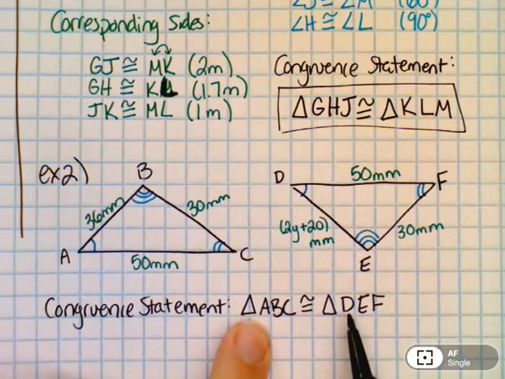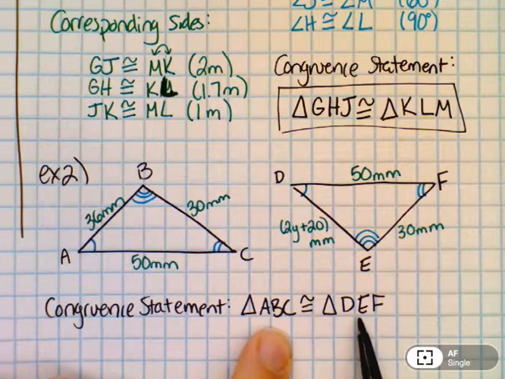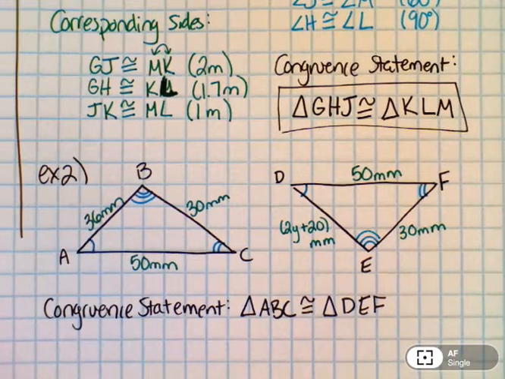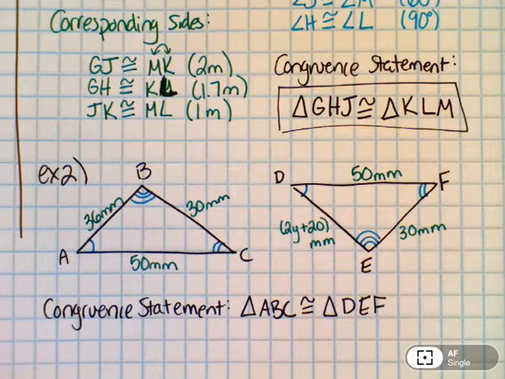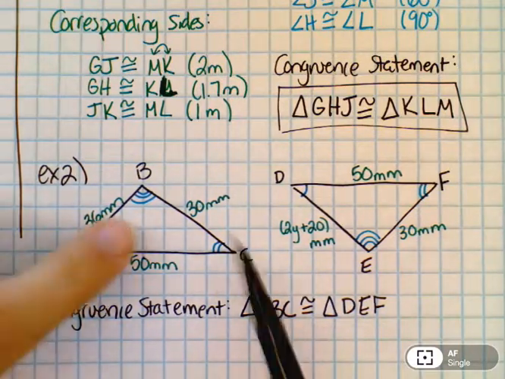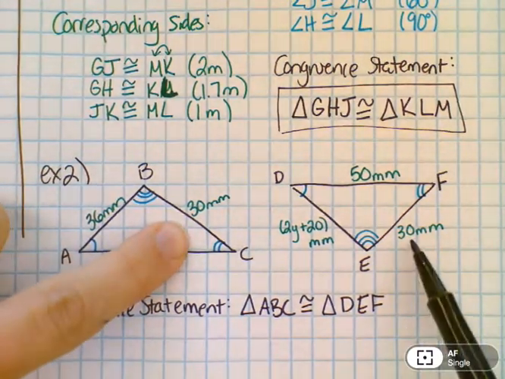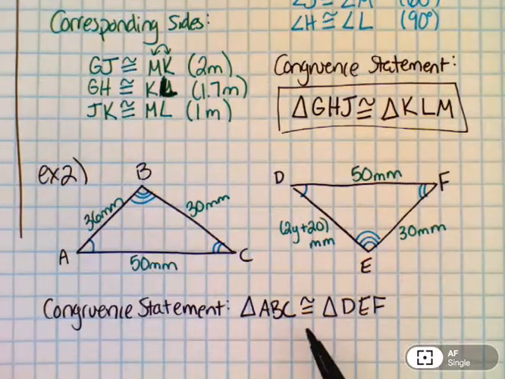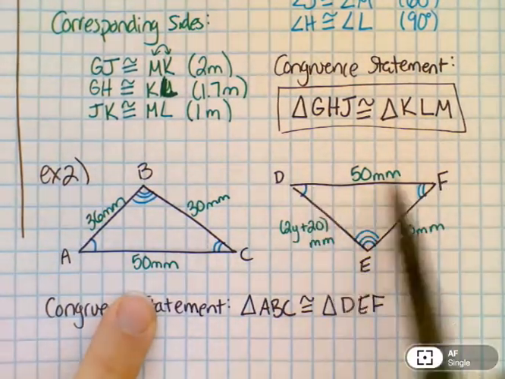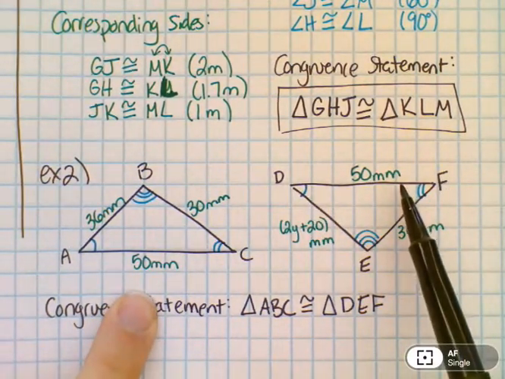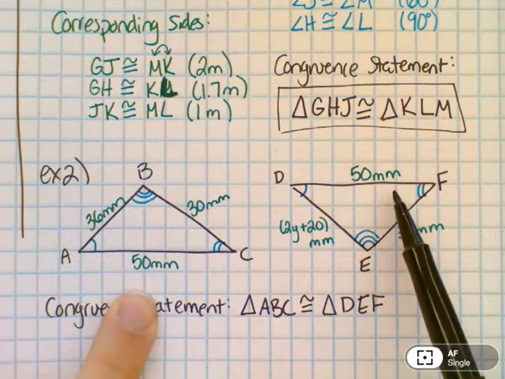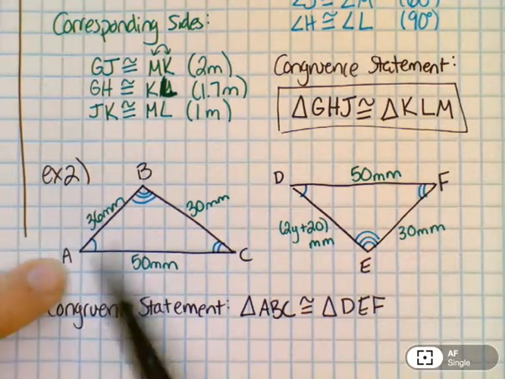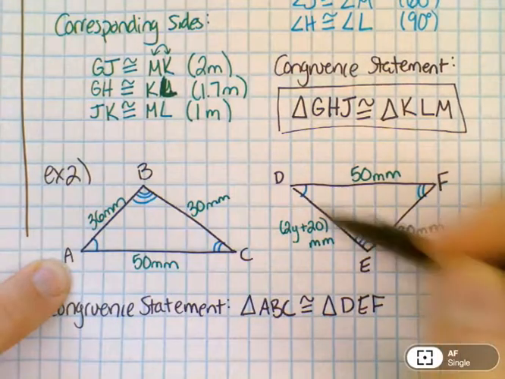A and D are corresponding and congruent because of the marks. B and E are corresponding and congruent, and C and F are corresponding and congruent. So I've got three congruent angles, and we know we have three congruent sides because I told you that the triangles are congruent. And so we can see that BC and EF are corresponding. They're 30 millimeters. We can see that AC and DF are corresponding. They're 50 millimeters. And so that must mean that AB corresponds with DE.